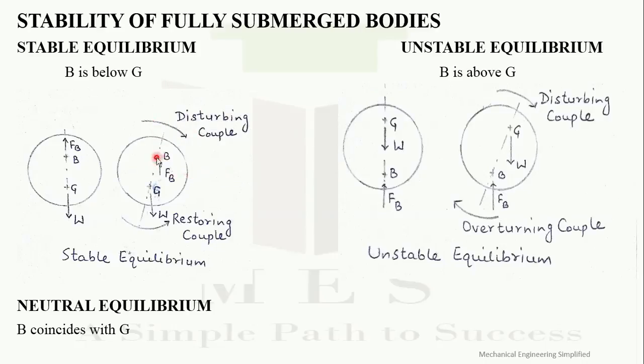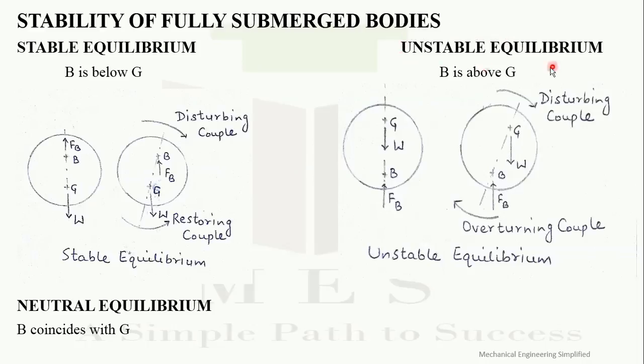So what happens, this buoyancy force will keep on acting upward, and this weight will keep on acting downward. So due to these two forces, there will constitute a restoring couple in this direction, so that will tend to again bring the body in the original position. So this is known as a stable equilibrium. Okay, please make a note of that. This is B is above G. I am again telling you, please make a note of correction here, that this is B is above G.